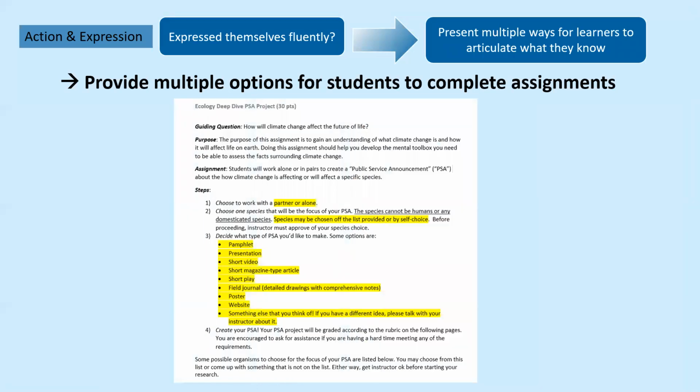This is an example from one of my biology courses. Learners were given lots of options. They could work independently or with a partner. They could choose their own topic and decide on the specific format for their project.